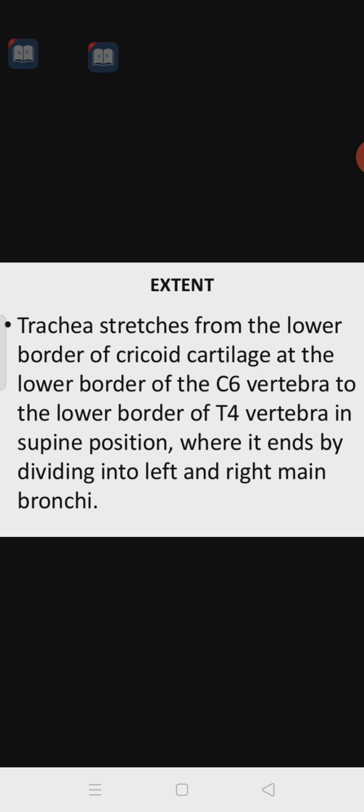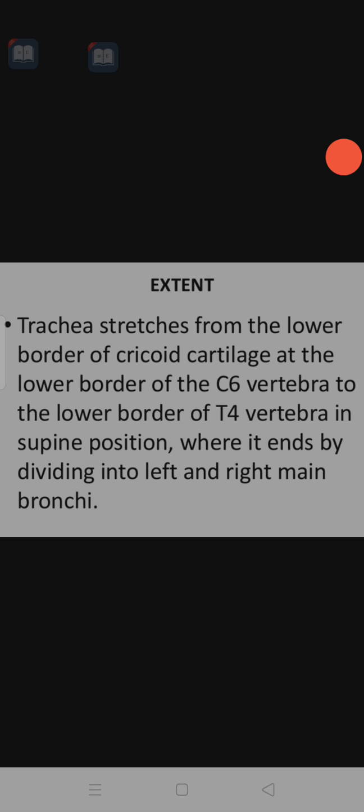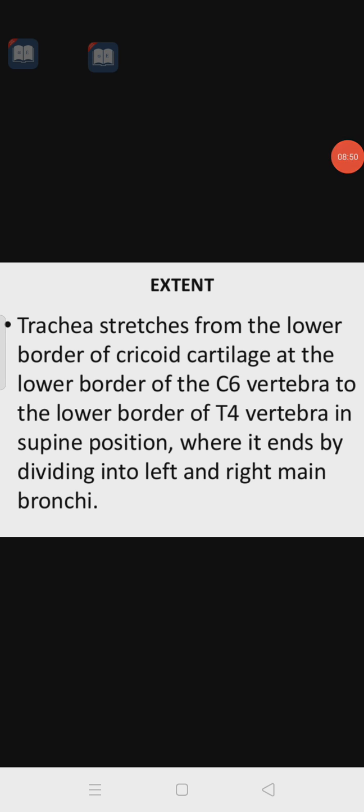Extent. The trachea stretches from the lower border of the cricoid cartilage, in the neck region, at the lower border of the C6 vertebra, to the lower border of the T4 vertebra. This means how much length the trachea takes in the thorax region, where the vertebral column is present. There are 32 vertebrae, 1, 2, 3, 4, 5 like that. The starting vertebra is T4, and it ends at the tracheal region.